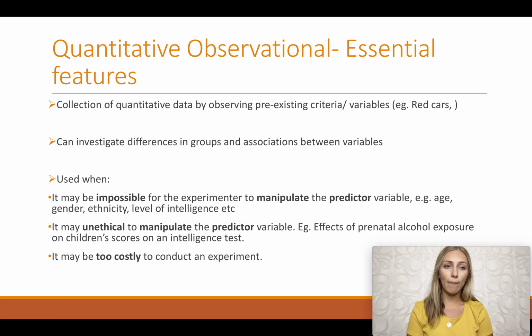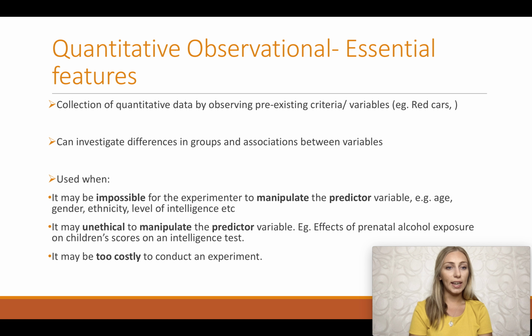Okay, so an essential feature for quantitative observational investigation design is that you are observing pre-existing criteria or variables. So for example, I've got here red cars. Say you are researching something about the amount of red cars people have in the Glenelg area. This is pre-existing criteria. The red cars that people have already exist.